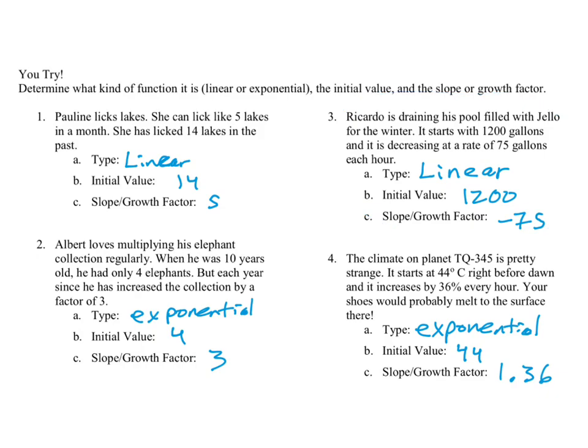Number 3 here is linear. The initial value is this 1,200 gallons of Jello, and it's decreasing, so I got a slope of negative 75 there. Number 4 here is exponential.